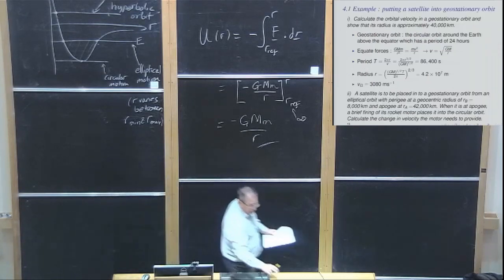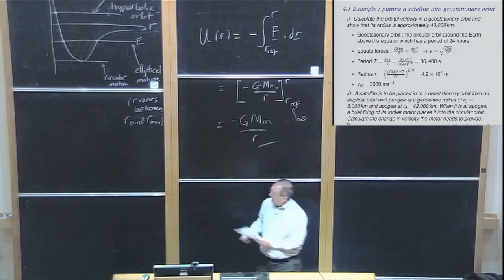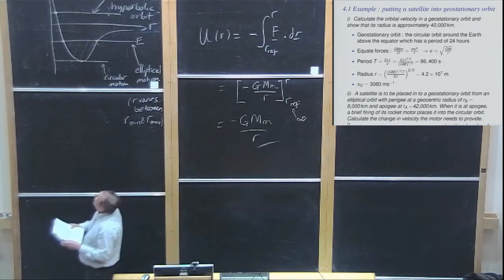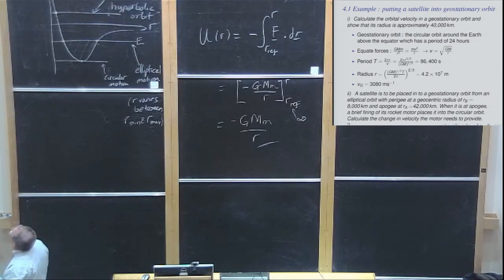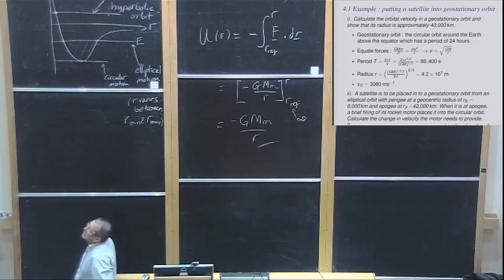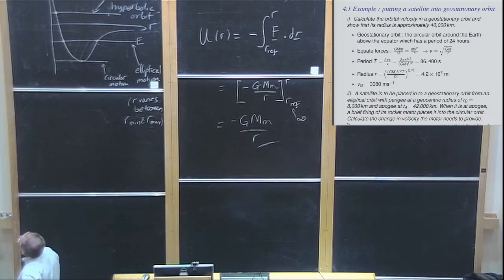Okay, so another few problems. I think we're going to work through three of them here. So firstly, let's put a satellite into a geostationary orbit. So a geostationary orbit is an orbit where you put a satellite above the equator. It's a circular orbit, and it has a period of 1 day. It has a period of 24 hours, such that it's always above the same point on the equator. And this is very useful for communication, for example.